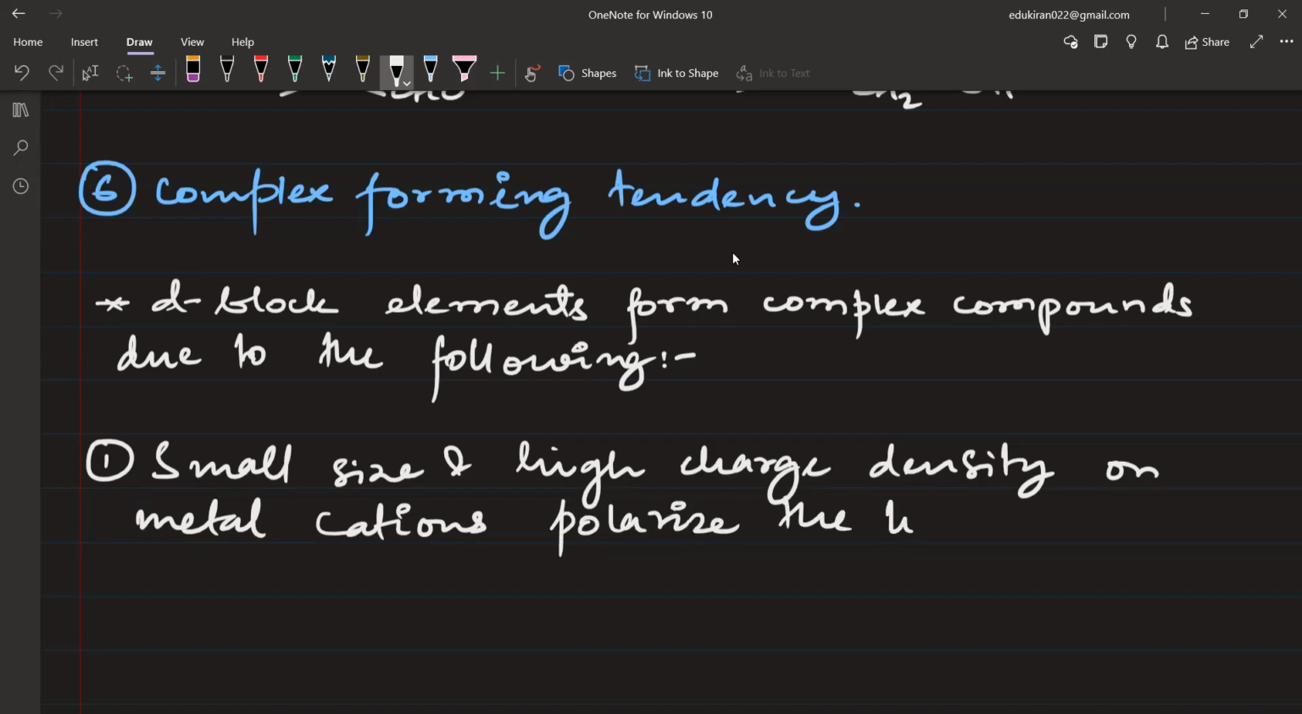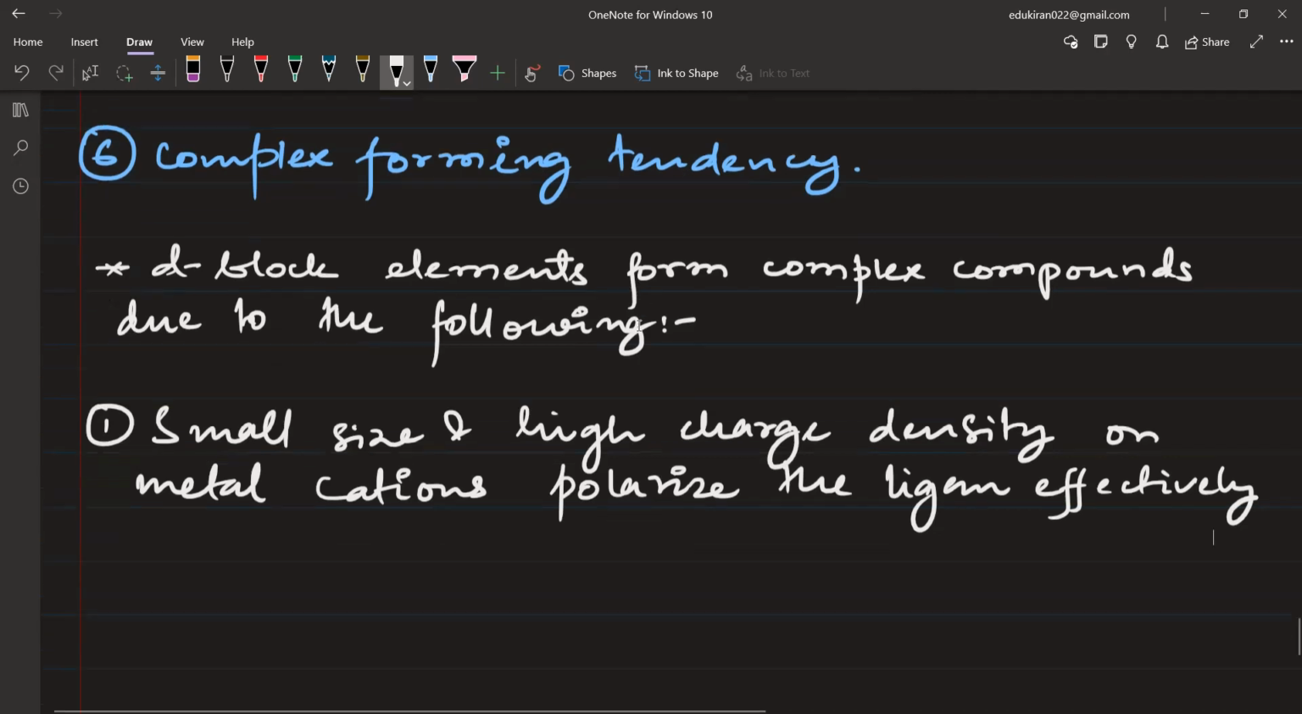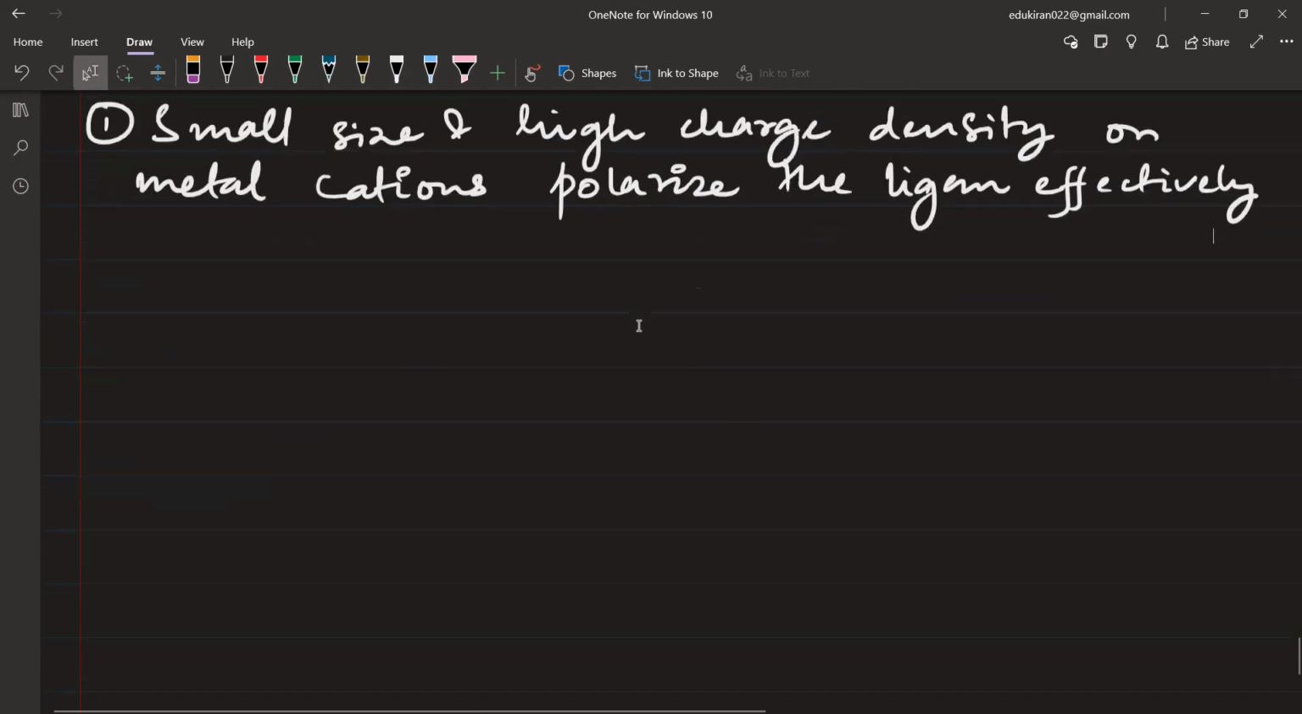Small size and high charge density on metal cation polarize the ligand effectively. This is the first point. The second point.